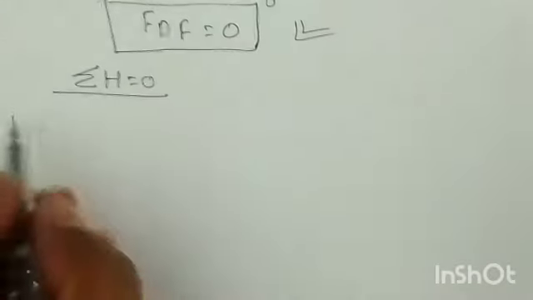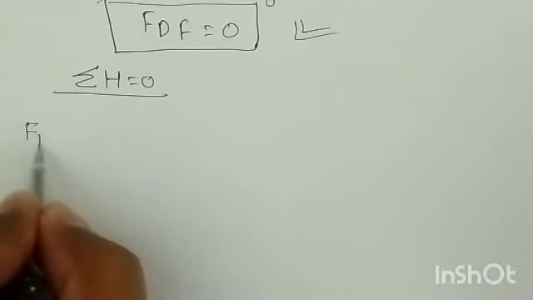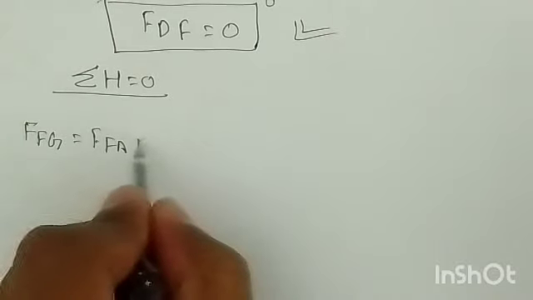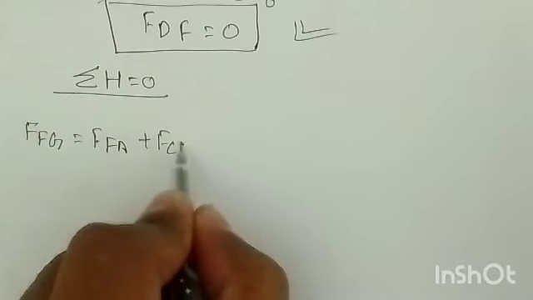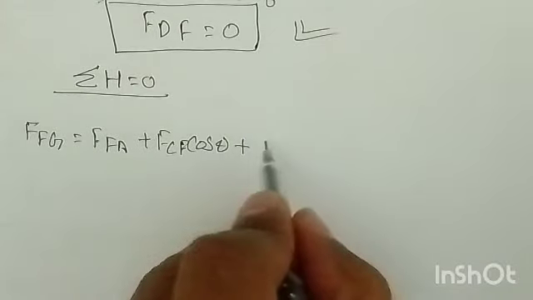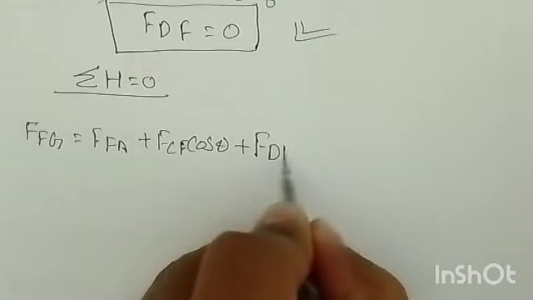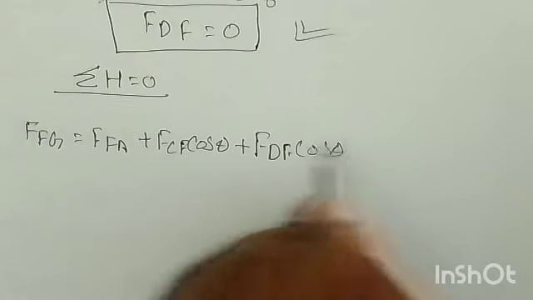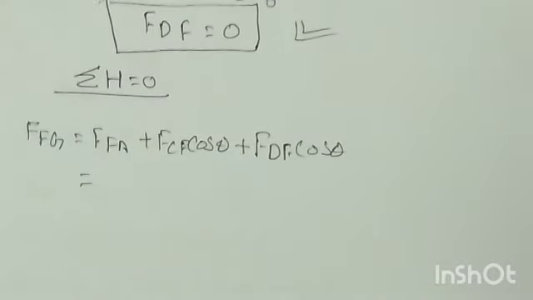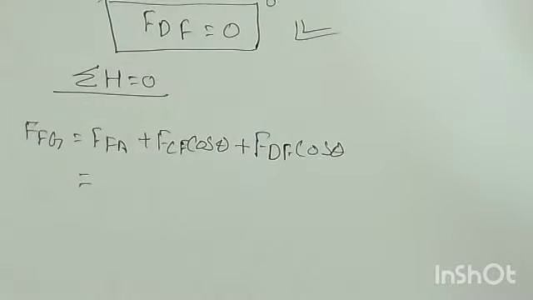So directly you can write that balancing, right? That is FFG is equal to FFA, okay, plus FCF cos theta plus FDF cos theta, right? Why? Because these all are going towards one side.